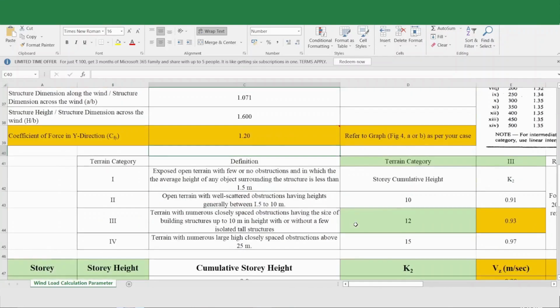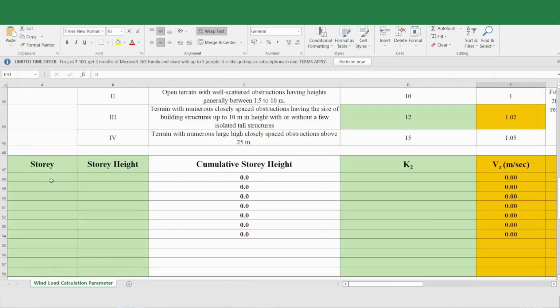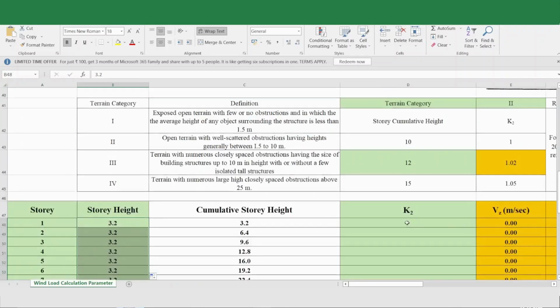Now I have to select the terrain category. I'm considering that the terrain category is open with well scattered obstruction having height generally between 1.5 to 10 meters, so I'm selecting the terrain category as 2. Now we have to enter the number of stories. We have 7 stories, and the story height is 3.2 for all. Let me enter it over here. This is the cumulative height.